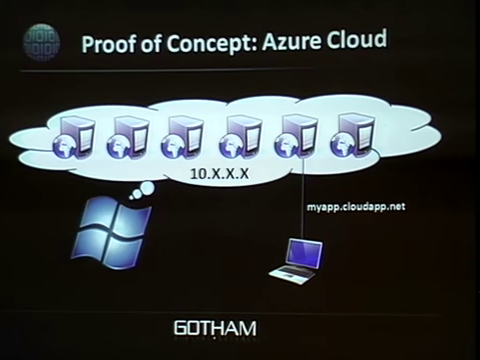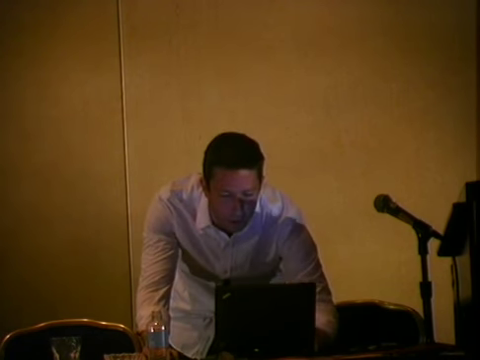The way their cloud works is it's actually sitting on a 10-dot network with all the other VMs, and it's behind a firewall that translates your host name. Every time you deploy an app, you create a host name. So if it's myapp.cloudapp.net, and cloudapp.net is the standard domain that Azure uses, that's going to be translated inbound to one of the VMs on the 10-dot. So what we're going to do here is just the proof of concept.